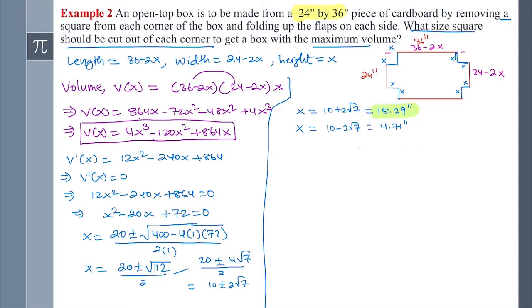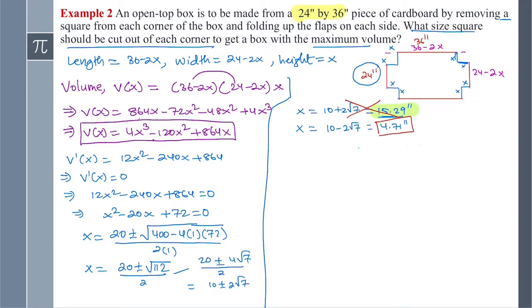So is it possible to cut that from each side? The total width of the cardboard is 24 inches, but if we try to cut 15.29 from each side, it's not possible because we need more than 30 inches. So it's not possible to cut 15.29 from each side, which basically means this is not possible. So the only possibility that we have is 4.71. That's going to give us the maximum volume.